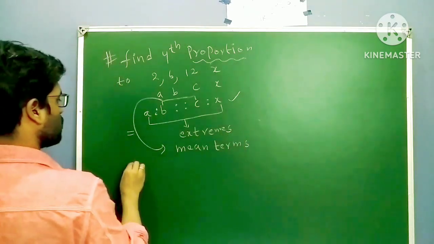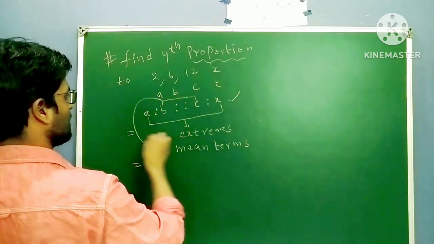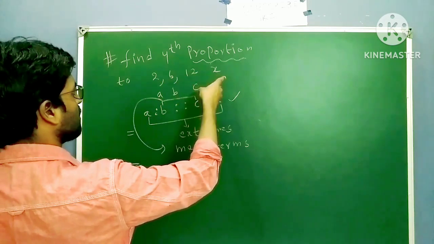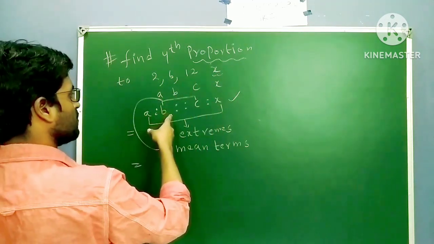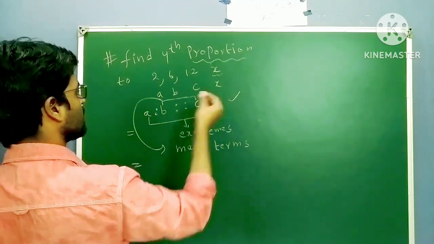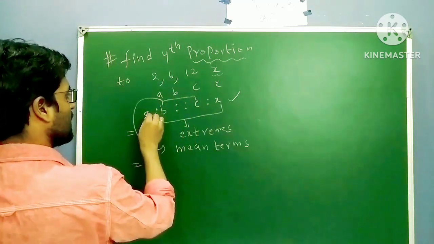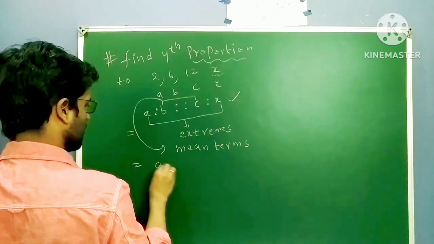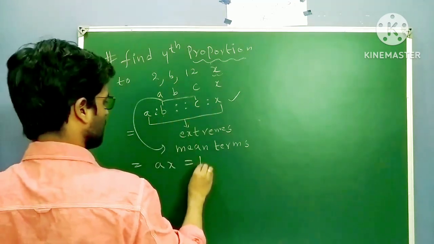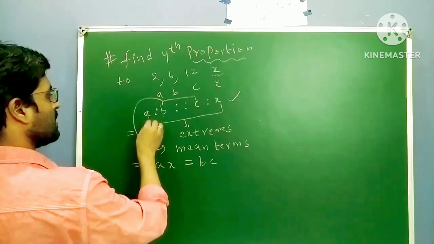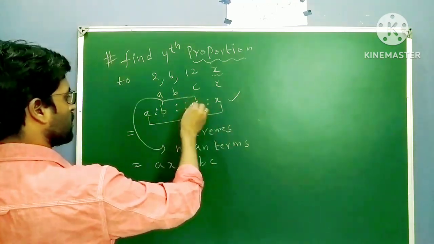Okay, so whenever I have an equation with four numbers like this, I consider the fourth one as x. So a is to b, proportionality sign, c is to x. How can I write this? ax equal to bc. That means the product of extremes equals the product of mean terms.